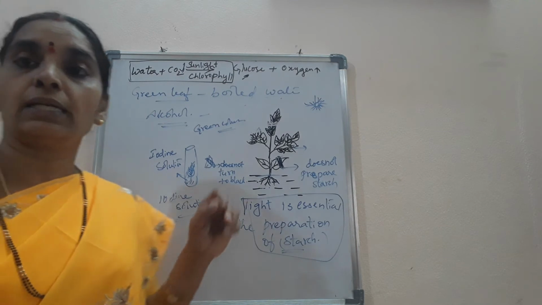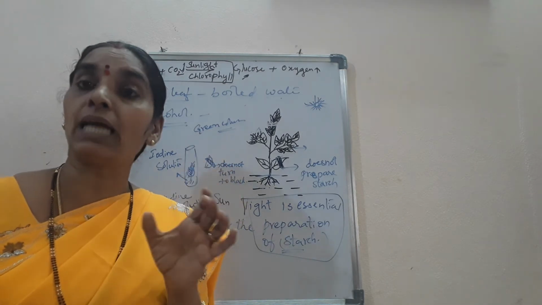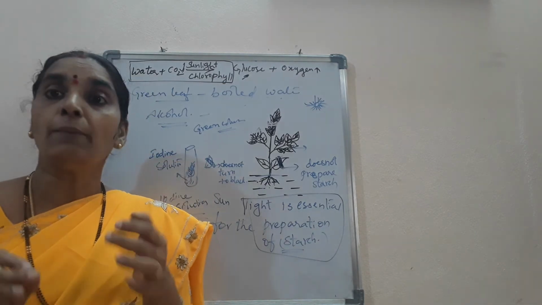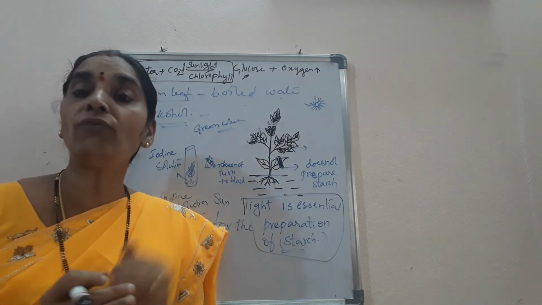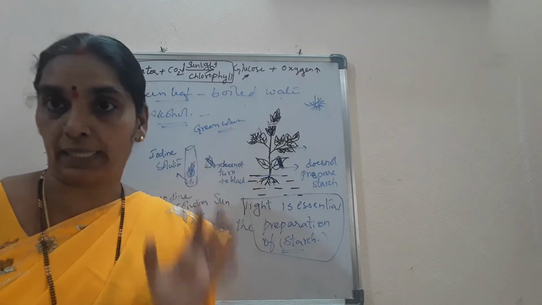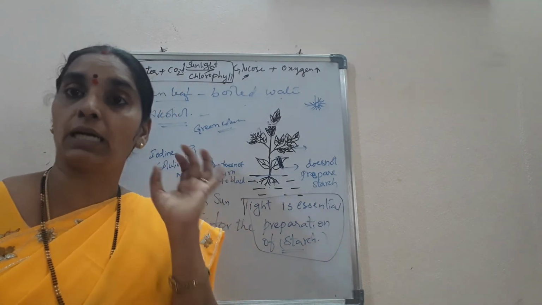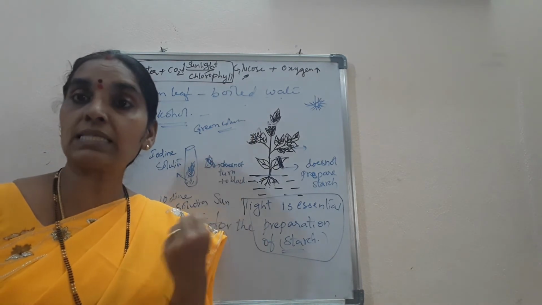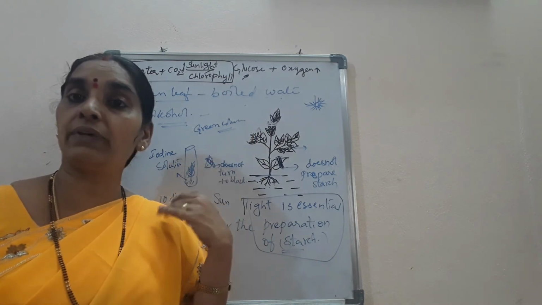Next, carbon dioxide. The plant leaves contain tiny, very minute pores which you cannot see with the naked eye, but can be seen with the help of a microscope. They are stomata. With the help of the stomata present over the leaves, plants take in carbon dioxide from the atmosphere and release oxygen.